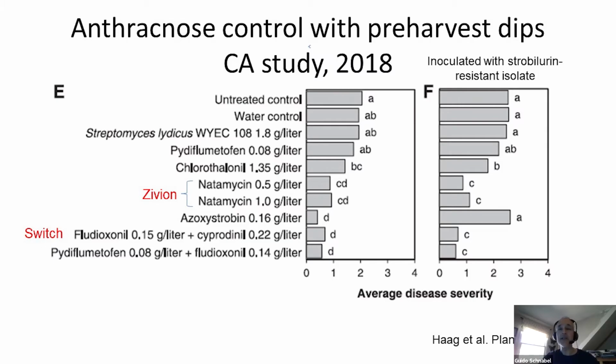That's another study that was published in a peer-reviewed journal article in 2018, showing that Zivion and Switch worked against the natural strain of anthracnose, but also against strains that are resistant to FRAC 11s, the strobilurin fungicides. So that's really good to know. These two compounds work against the wild type and also the mutated strain, which is good news.